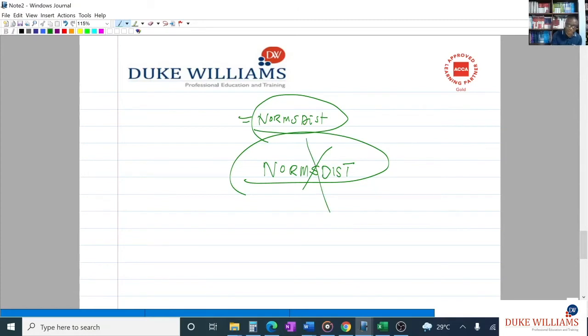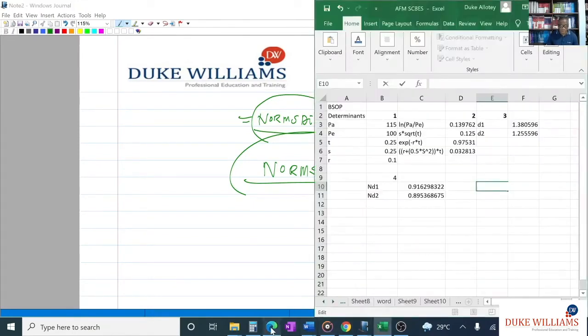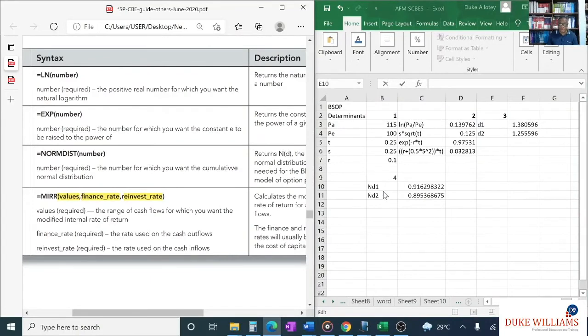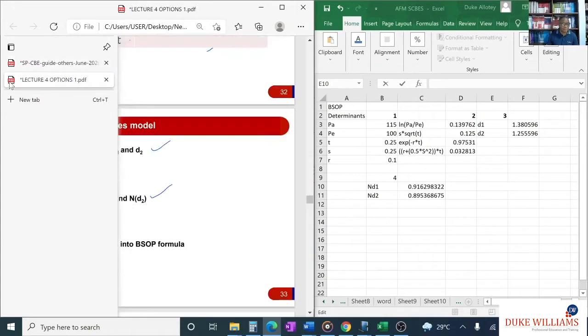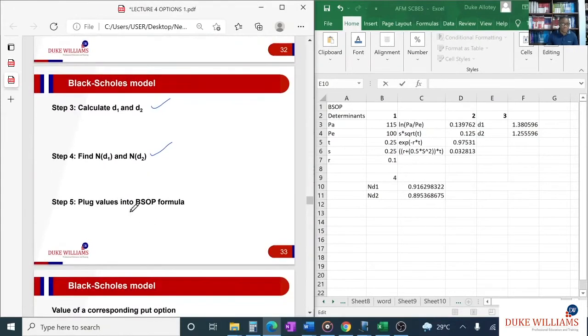So take very good note of it, and I think it's just a typo error there. So let's go back to what we have here. So ND1, and then we have ND2. Now, from here, all we need to do is to plug them into the BSOP formula.